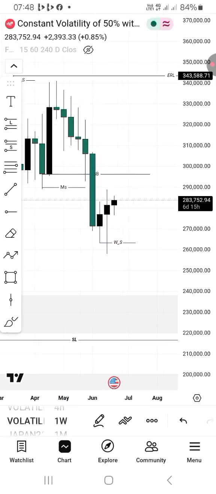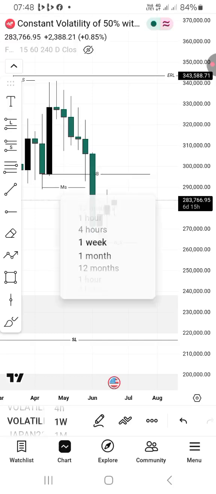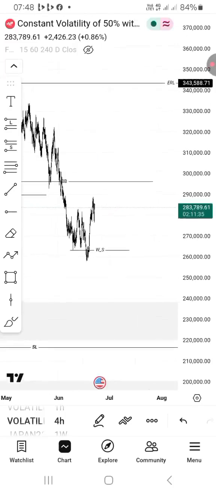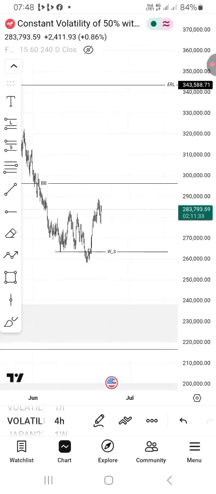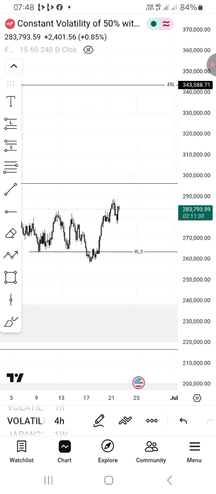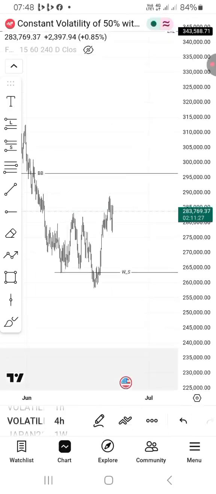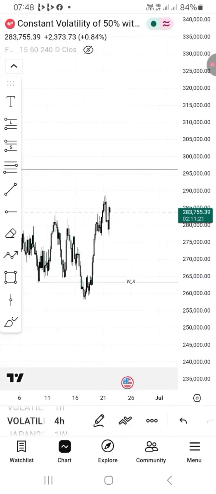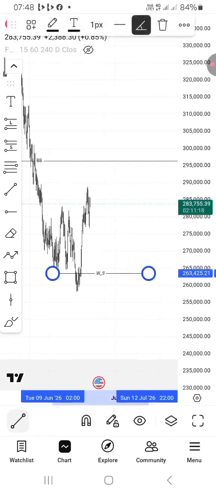So if we're having a weekly sweep, we want to move down to the 4 hour time frame to look for entry. If we're having a monthly sweep, we want to move down to the daily time frame to look for entry. Now we have a weekly sweep here, so we'll go down to the 4 hour time frame to look for bullish movements to the upside. At least that breaker block will be our draw on liquidity. So this is the sweep we saw.